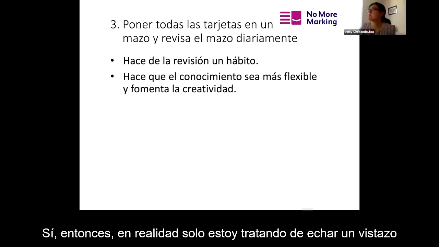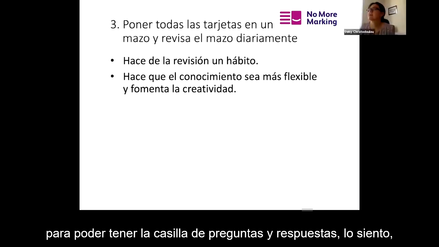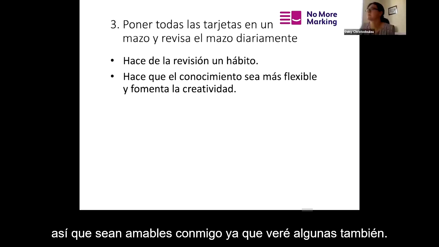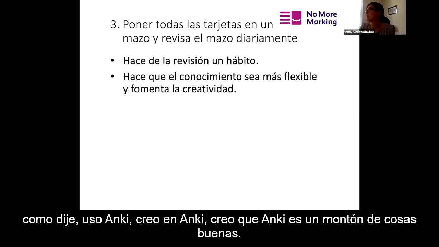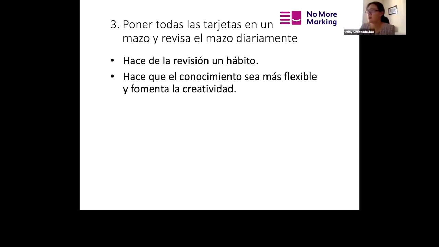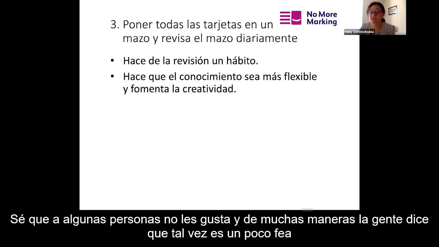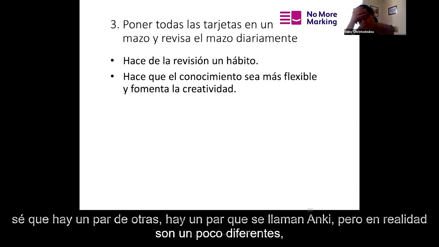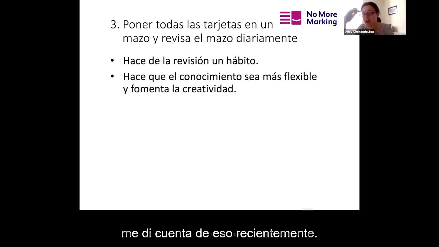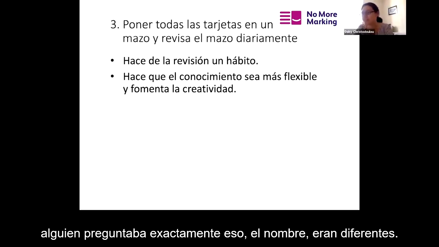Yeah, so I'm just trying to have a look so I can get the Q&A. It'd be nice for me to see some of these too. So as I say, I use Anki. I think Anki has lots of good things. I know that some people don't like it, and in lots of ways people say it's a bit ugly, and for students it's not very user-friendly. I will share the link of the one I use. I know there's a couple that are called Anki but are actually slightly different. I only realised that recently myself when someone was asking exactly that. Yeah, there's different ones. That's right.